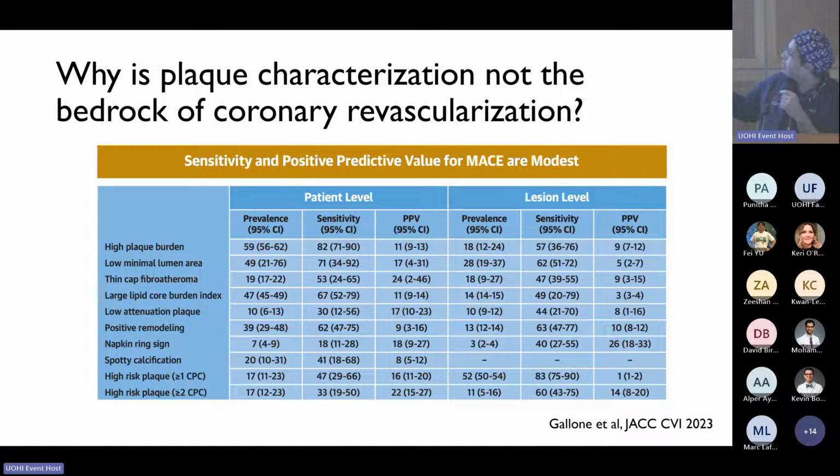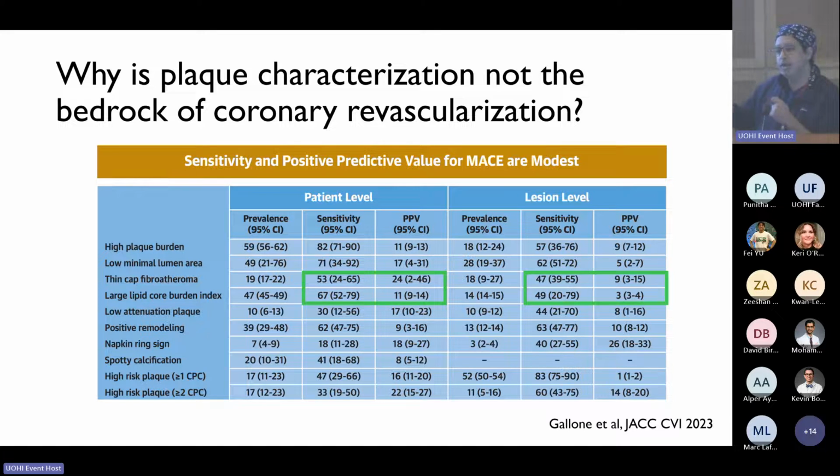This is from that large meta-analysis that looked at every single vulnerable plaque study, and this is both invasive and non-invasive. I'm just going to highlight a couple of numbers here. Look at the sensitivity at patient level for thin cap fibroatheroma and large lipid core burden. Those are the best metrics we have. Those are the reference standard in vivo right now. 53% sensitivity, 67% sensitivity. Look at how wide those numbers are, and the positive predictive value is absolutely appalling. If you look at it at lesion level, it's even worse. 9, 3. So these are not ready for prime time.